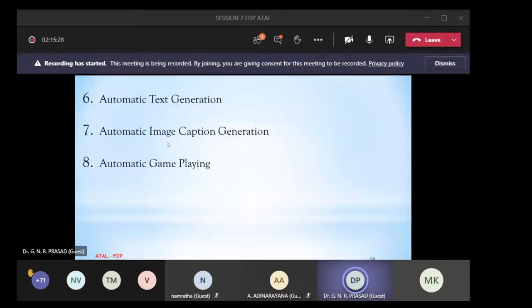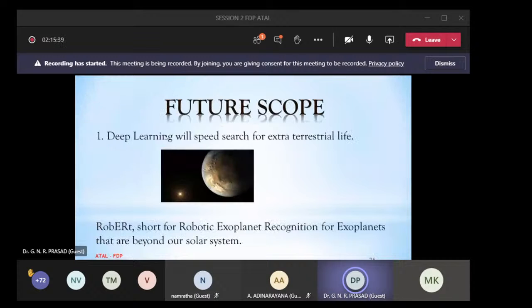Google Go is one game. Black and white images; black and white stones, you need to take and play. It is a very interesting game. The feature scope that you have, called deep learning, will speed up the search for extraterrestrial life.